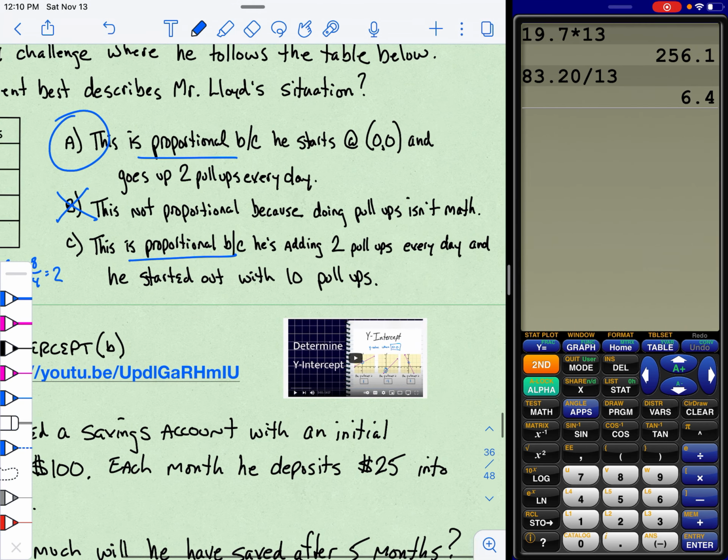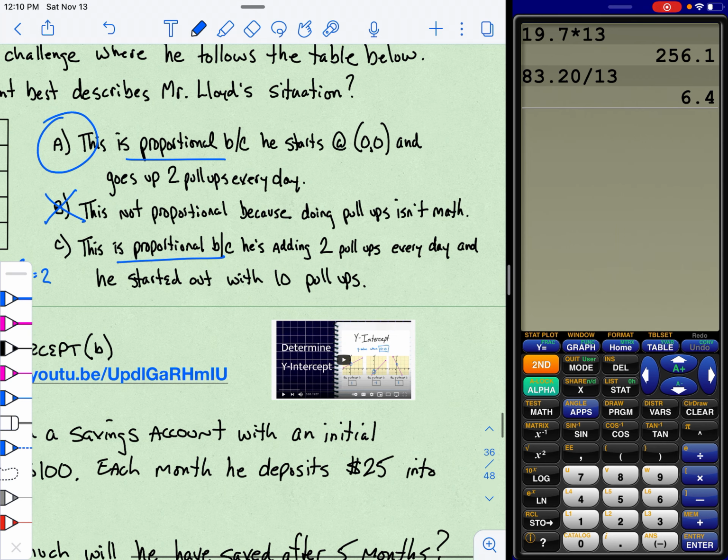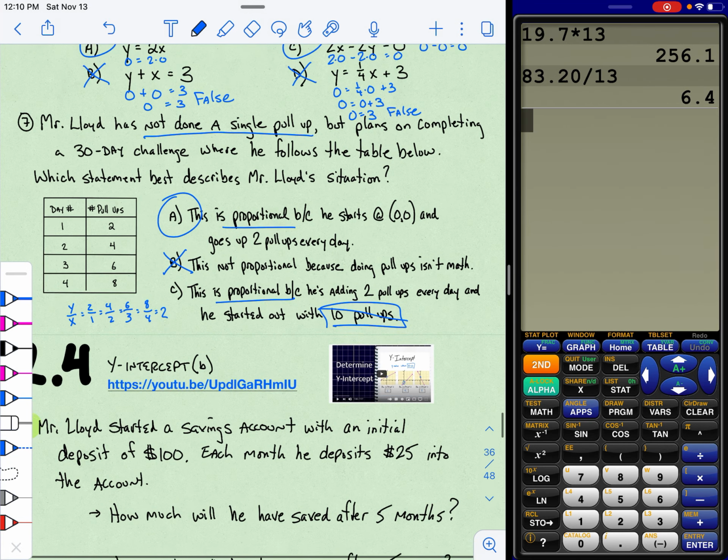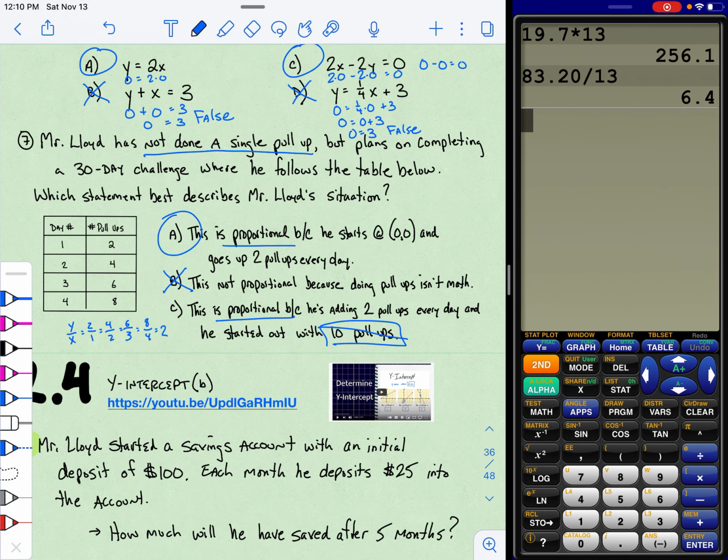Let's look at letter C just in case. This is proportional because he's adding 2 pull-ups every day, and he started out with 10 pull-ups. This is simply false. So A is the correct answer. All right. I hope that practice quiz was good.